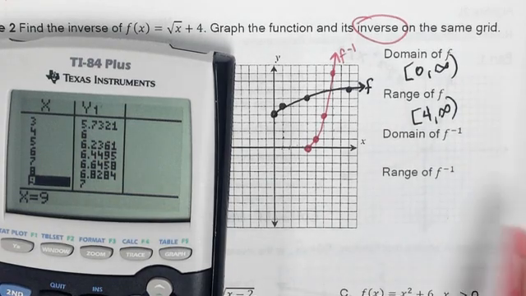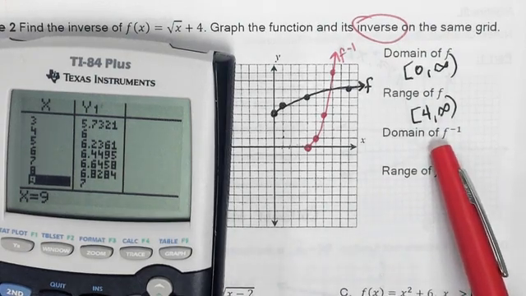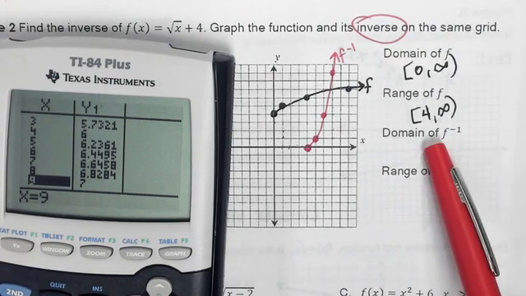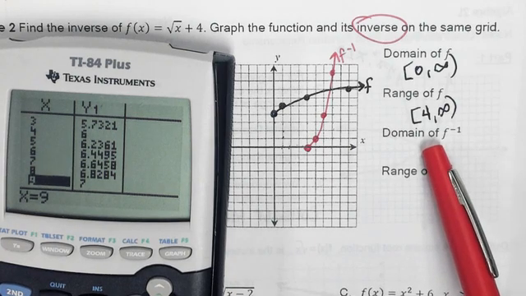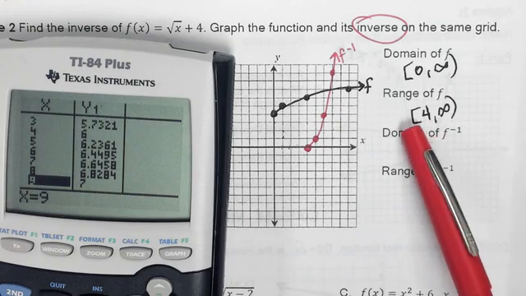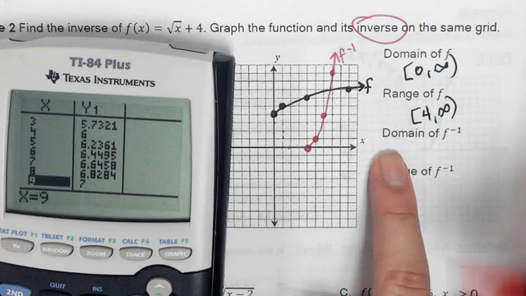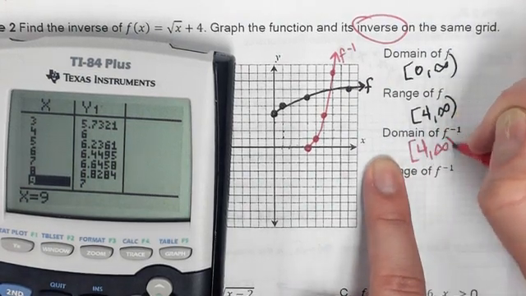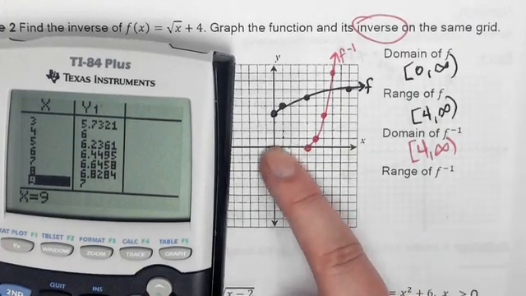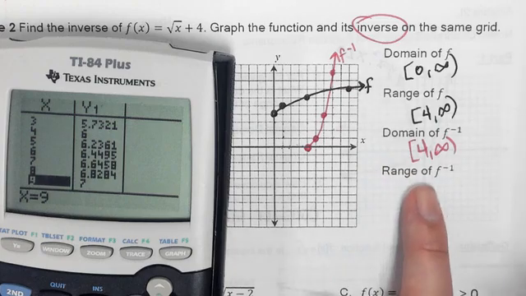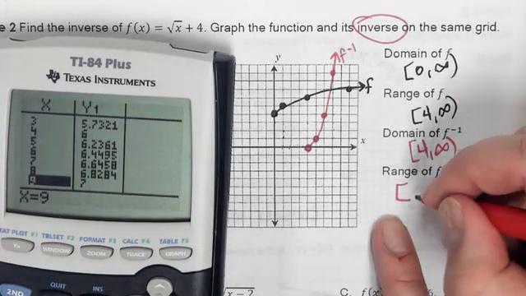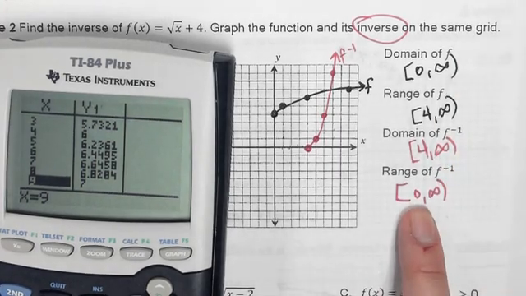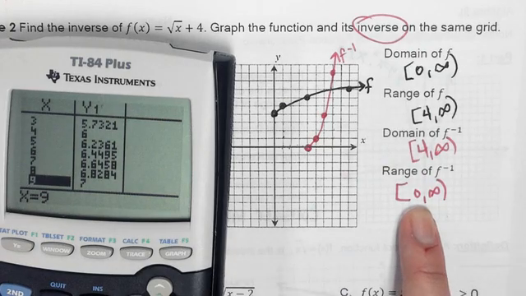All right, Nick, what's our domain of our inverse going to be? Domain of the inverse is same as the range of the original. So what's our domain of our inverse? 4 to infinity, right? By the way, even if you forgot that, just look at the graph, right? It's like x begins at 4, goes to infinity. Range of inverse, that's the domain of our original, right? 0 to infinity. We all good with this?